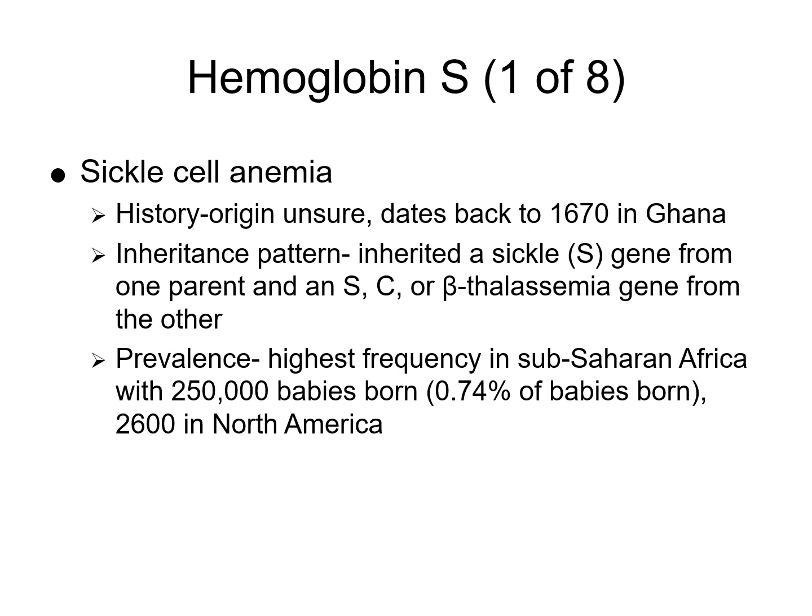For the prevalence, the highest frequency is found in sub-Saharan Africa. They have approximately 250,000 babies born annually with sickle cell anemia, so about 0.74% of all births in that region. In North America, there are about 2,600 babies born annually with the disease.